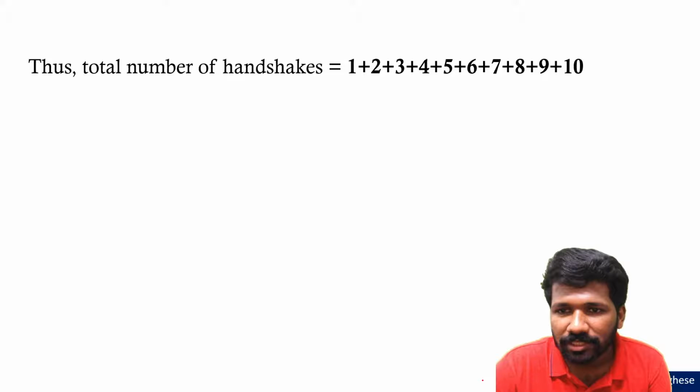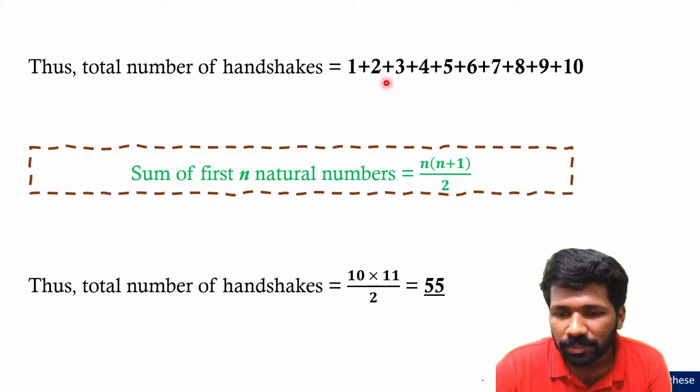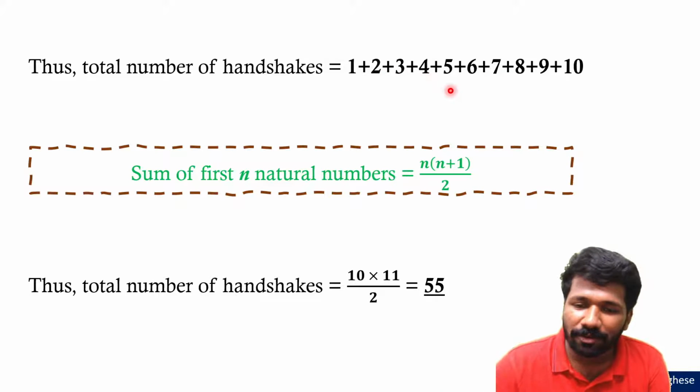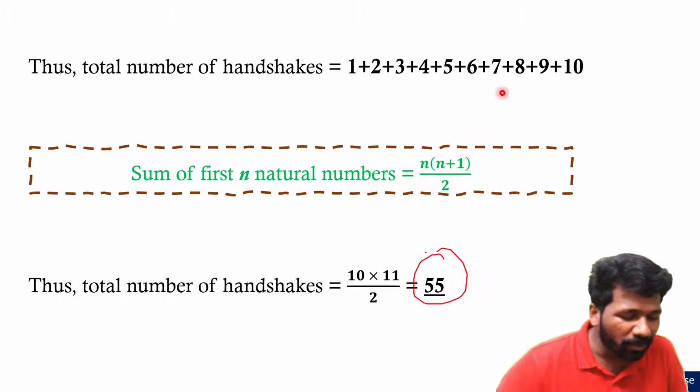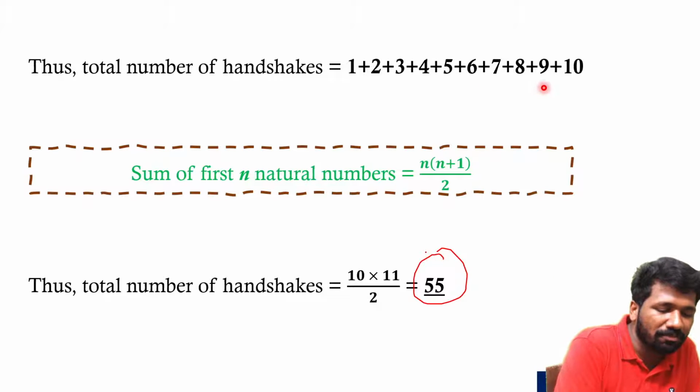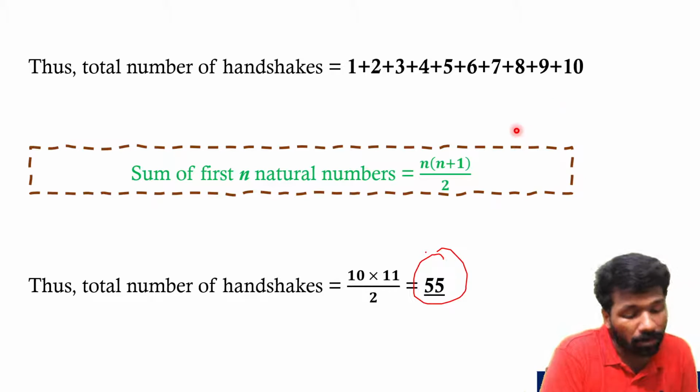That means the total handshakes will be the sum of this. The sum of this is the sum of the first 10 natural numbers. That will also give you the same answer, 55. I told you 3 different perspectives of the same solution, same question. Hope all of you understood it.